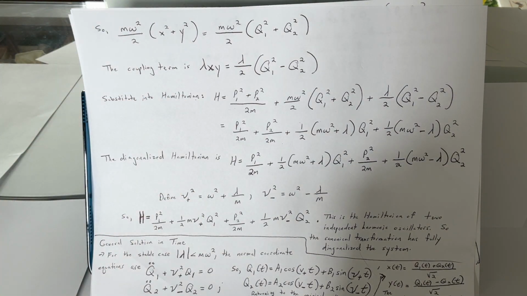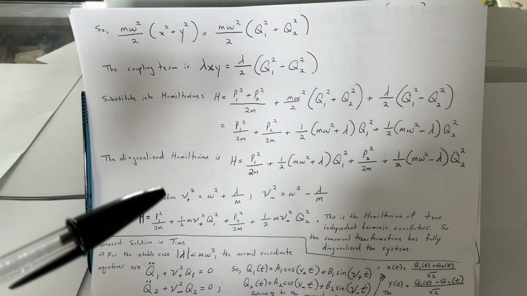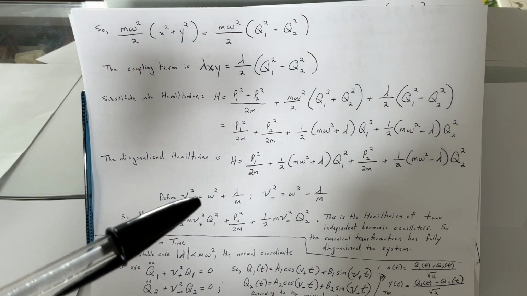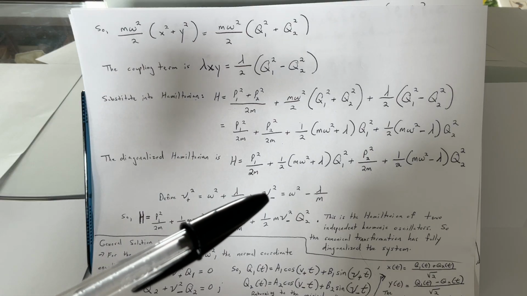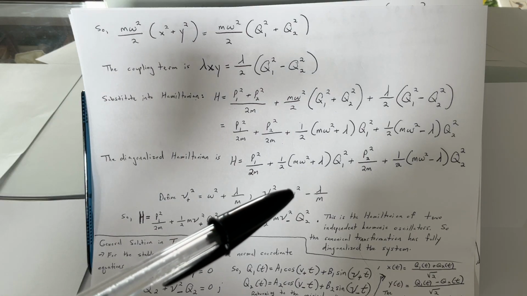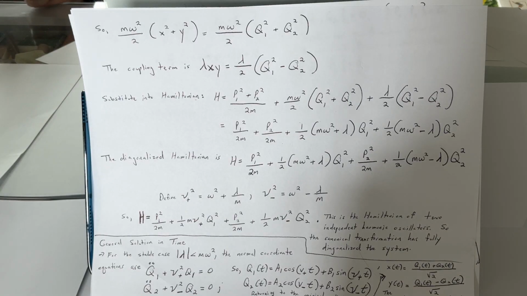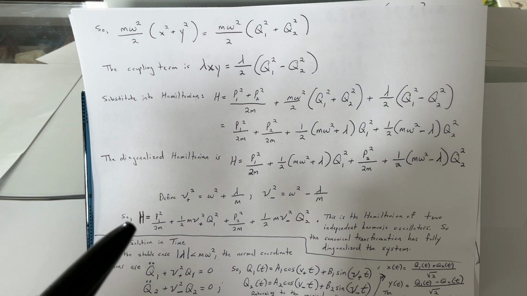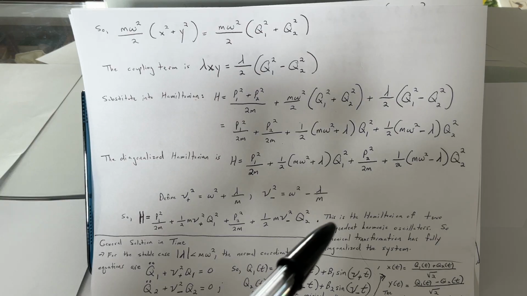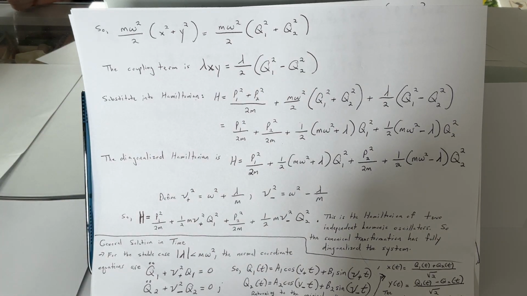Okay, so the rest is just organizing everything and making the Hamiltonian look nice. So there's our Hamiltonian, and now if we define our new nu plus squared equals omega squared plus lambda over m, and nu minus squared equals omega squared minus lambda over m, our Hamiltonian can be this. So this is the Hamiltonian of two independent harmonic oscillators. So the canonical transformation has fully diagonalized the system.